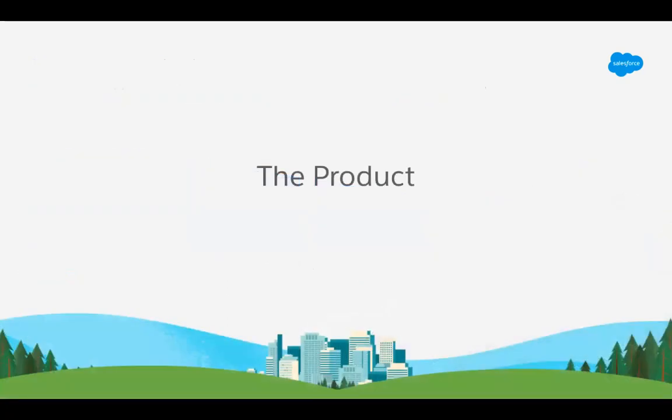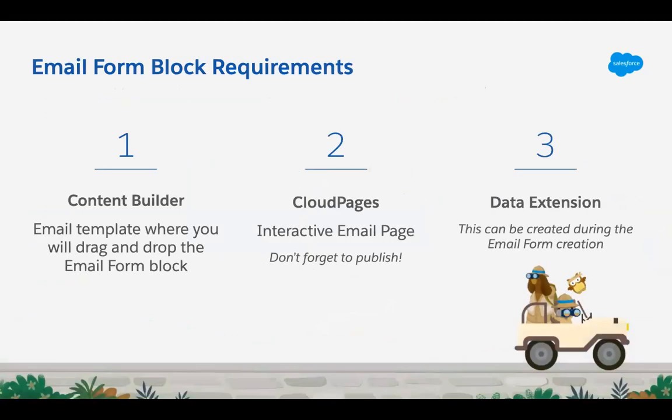All right, so now the exciting part. Let's talk about the product. The email form block has three requirements. After we get through this slide and one more, we'll jump into Marketing Cloud, and I'll walk through a setup so that we can all see what it looks like, and we can go from there. But the first part is Content Builder. This is a block, so you will need to use an email template where you can drag and drop the email form block.